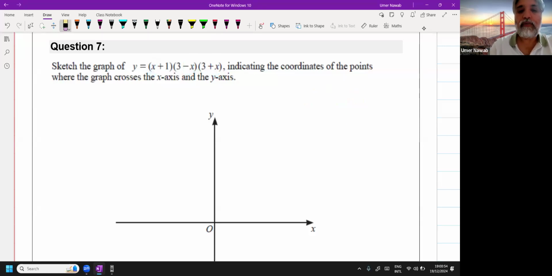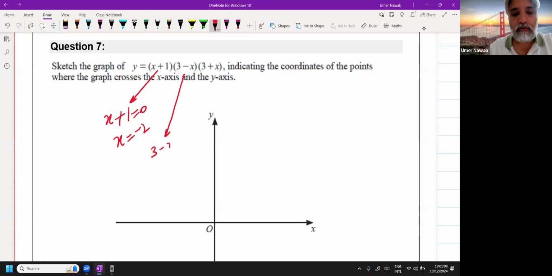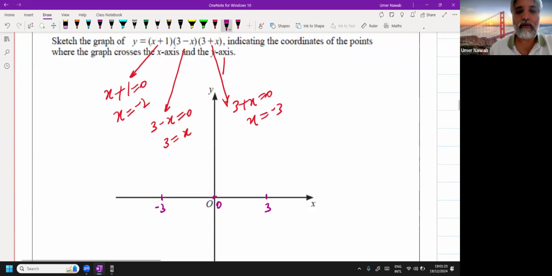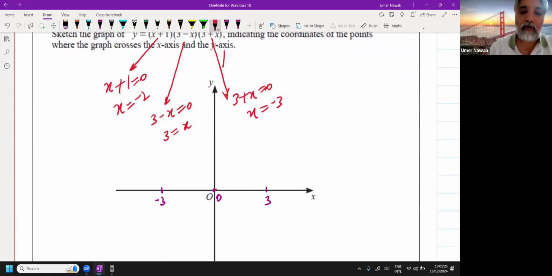I know the sketch now, but let us try to get the x-intercept. So put x plus 1 equal to 0. So it gives you x is equal to -1. Put 3 minus x is equal to 0. It gives you 3 is equal to x. And put 3 plus x is equal to 0. It gives you x is equal to -3. So this gives you -3, -1, and 3. The graph will be coming from the left-hand side.